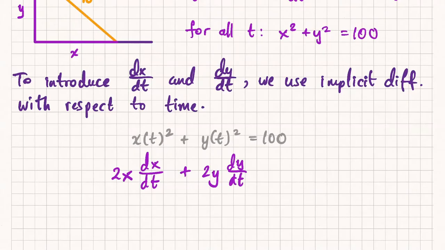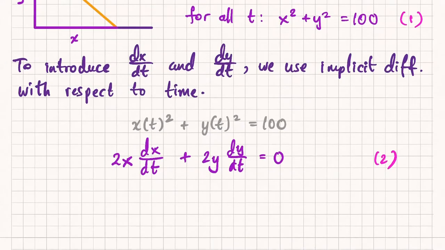Then obviously on the right-hand side, I get 0. Derivative of 100 is 0. So now I have two possible equations here, right? I have equation 1, x squared plus y squared equals 100, and I have equation 2, 2x dx/dt plus 2y dy/dt equals 0. And the important thing is that these equations hold for all time.